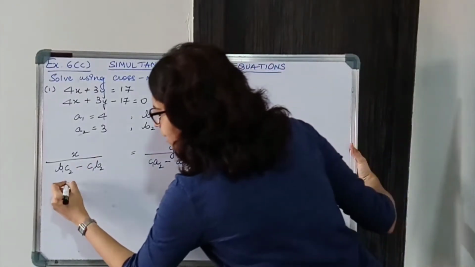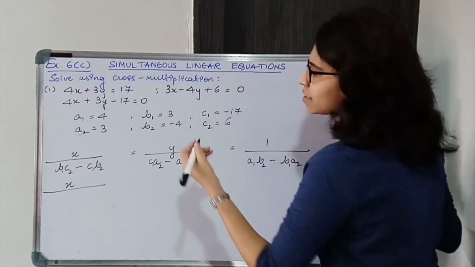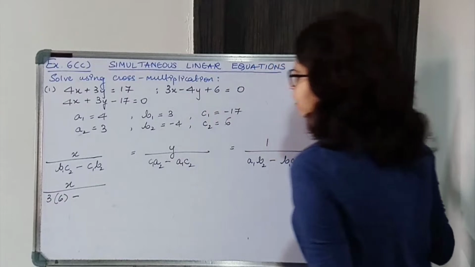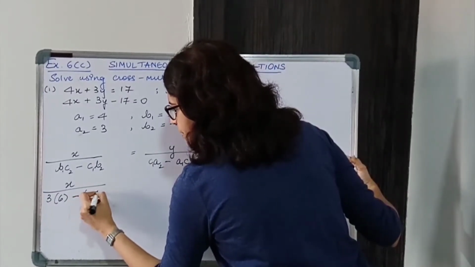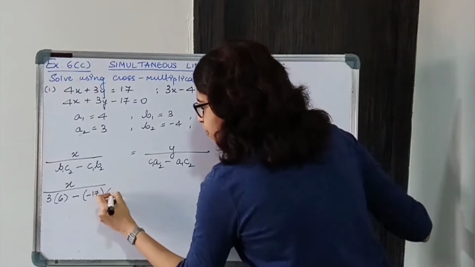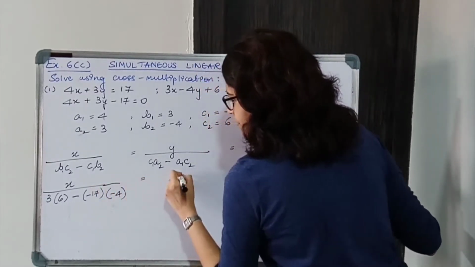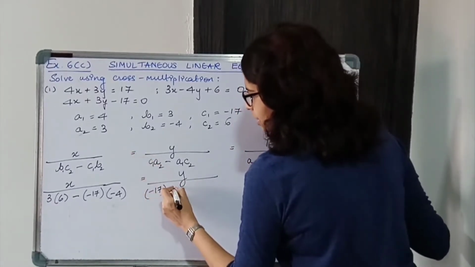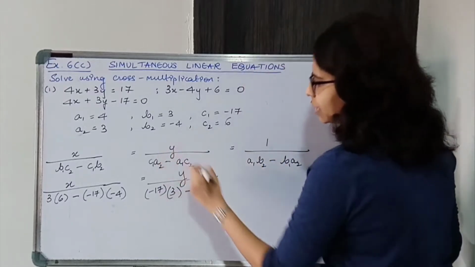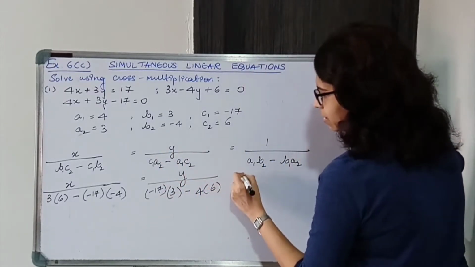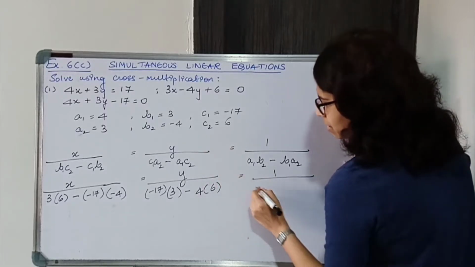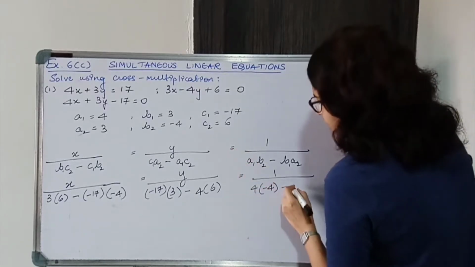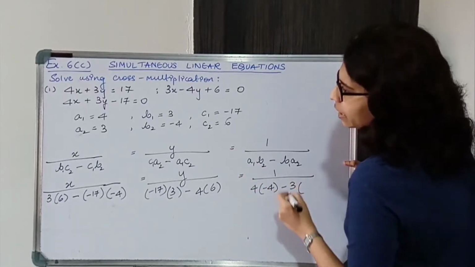Now just substitute the values. So x upon b1 is 3, c2 is 6, minus c1 is minus 17. So put brackets. b2 is minus 4, c1 is minus 17, a2 is 3, minus a1 is 4 and c2 is 6 is equal to 1 upon a1 is 4, b2 is minus 4, minus b1 is 3, a2 is 3.